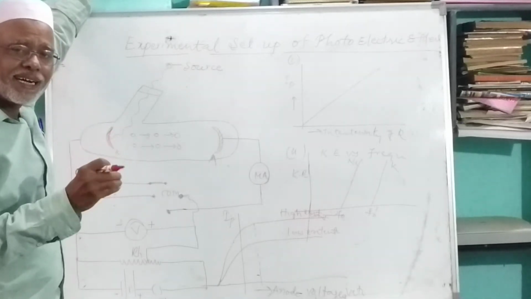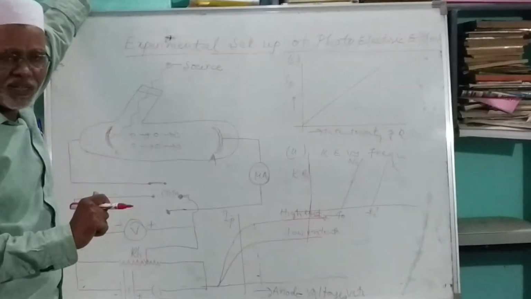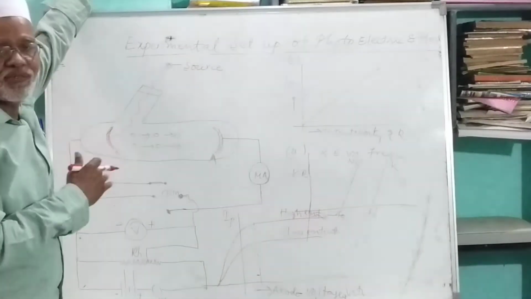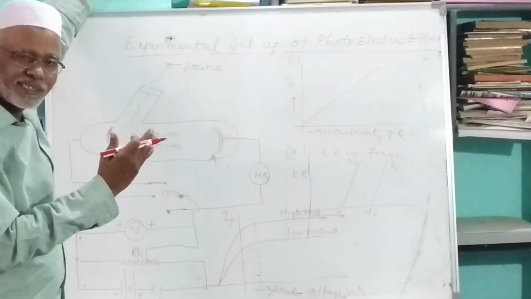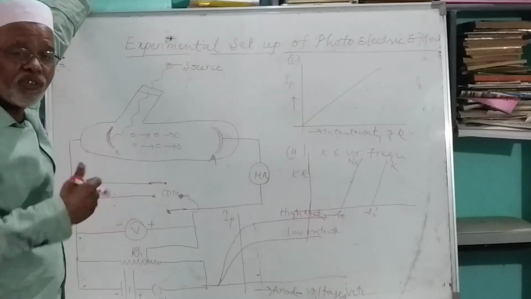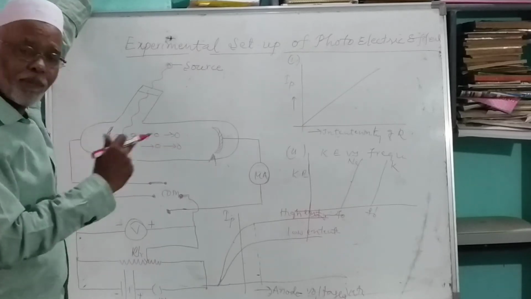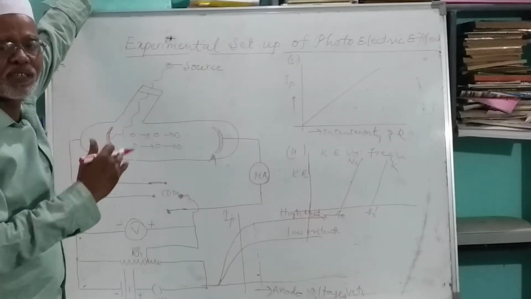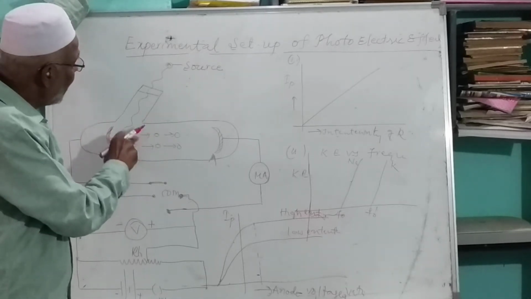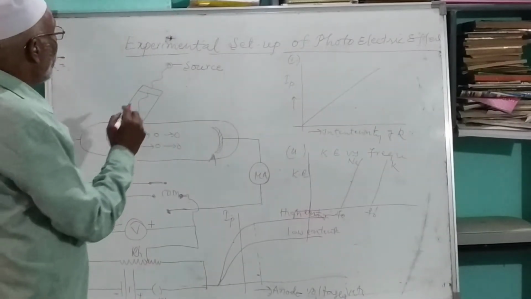As a result, that photon will be absorbed by the electron, and the energy of the electron will increase. Therefore, if the energy of the photoelectron is more than the work function of the metal, then those electrons are going to come out from the surface of the metal. Those electrons are assembled in front of the cathode.